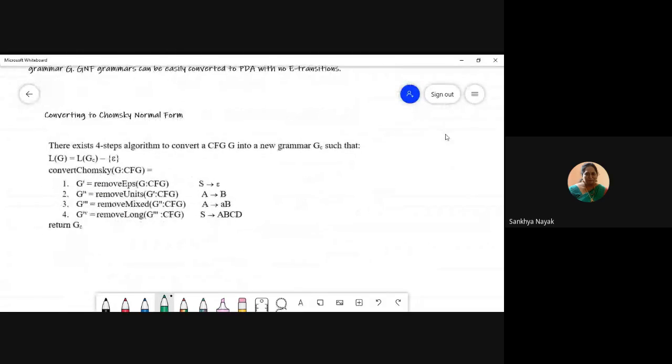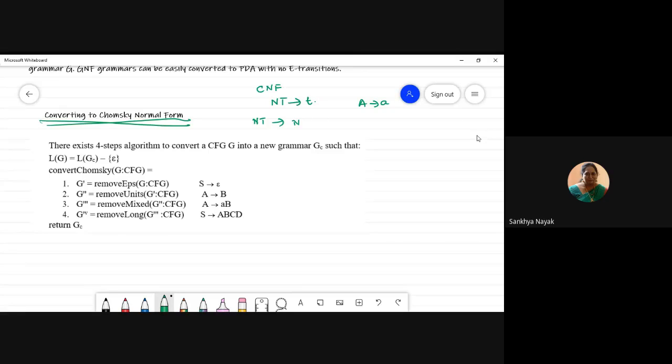So when we give a grammar to you, how do you convert a given grammar into Chomsky's normal form? I'll repeat again. Chomsky's normal form has two kinds of productions which are allowed: a non-terminal which will give rise to a terminal, something like this. Also a non-terminal giving rise to two non-terminals. So finally whatever I derive should be of either this format or this format.